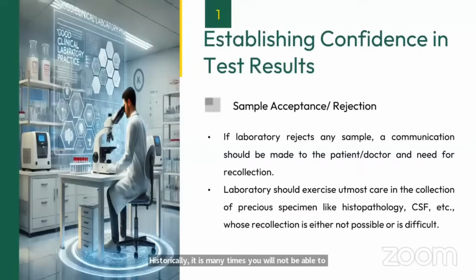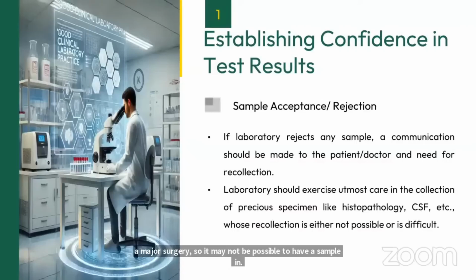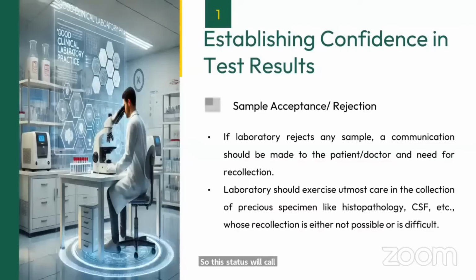It is not possible to collect a specimen again and again because it includes a surgery. Sometimes even a major surgery is included, or some specimens are collected with a major surgery. So it may not be possible to have a resampling. So these samples are called precious specimens. So you should consider your sample acceptance and rejection criteria in case of precious samples.